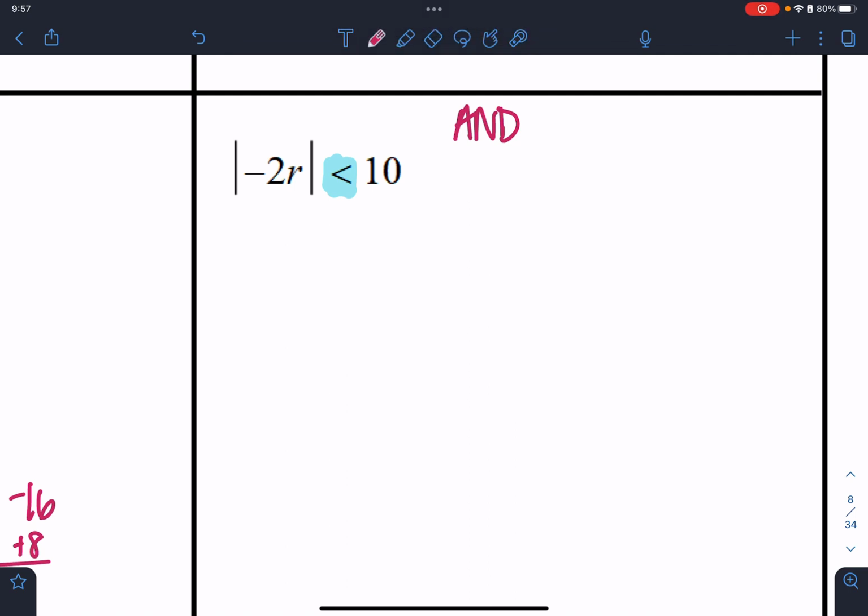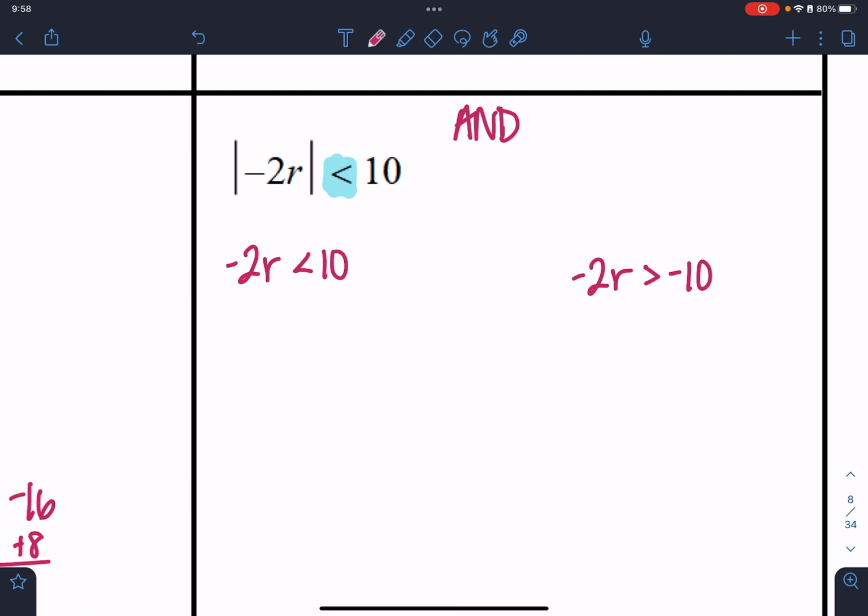So then we have negative 2r less than 10. Because it's that less than, it's and, I'm going to set up my 2 equations. Also, I had some people not do this on the quiz, and I graded most of the quizzes in this class. Some people did not flip their signs, okay? So you want to make sure to flip your sign there whenever we set up the negative. That's kind of that second change that happens.